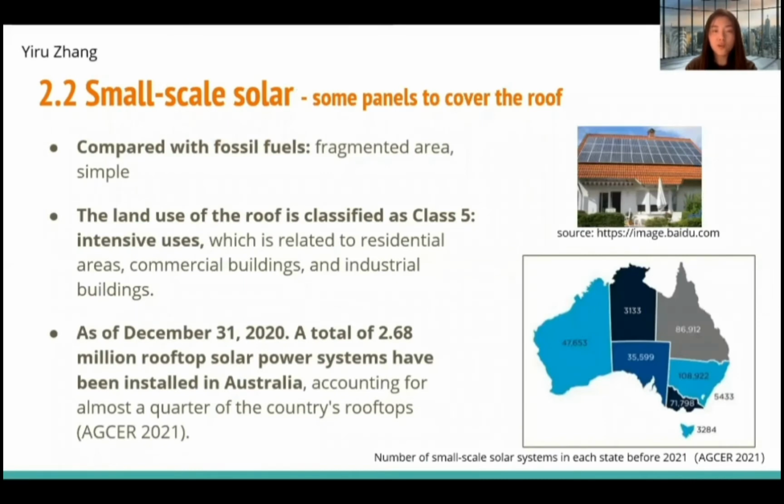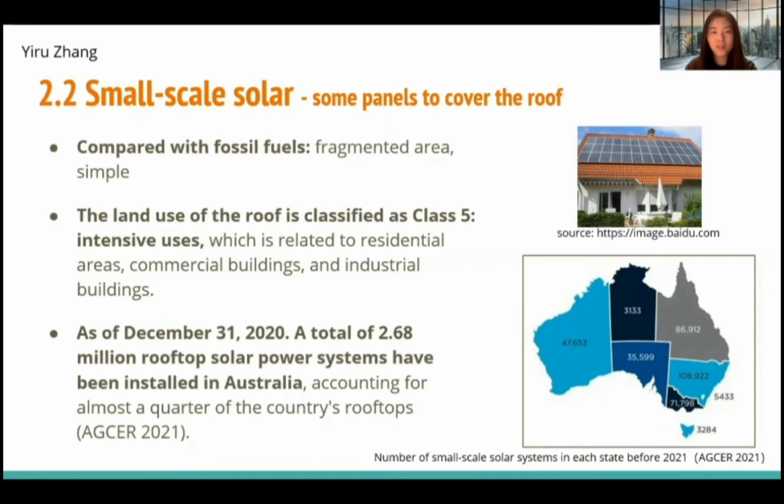Small-scale solar technology refers to solar panels covering the roof to generate electricity, just like the picture in the upper part. The land use for small-scale solar is the roof, so compared with fossil fuels, the fragmented roof area can meet its land needs, and it makes solar construction simple. Otherwise, its land use class is 5, intensive use, which is related to residential, commercial, and industrial buildings.